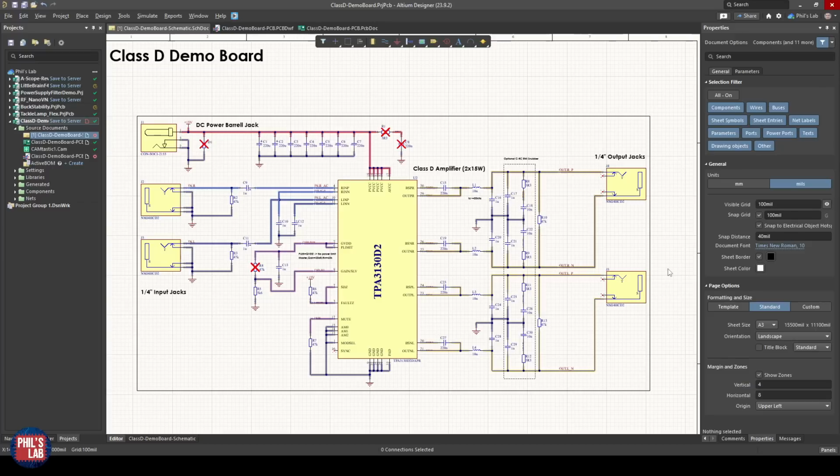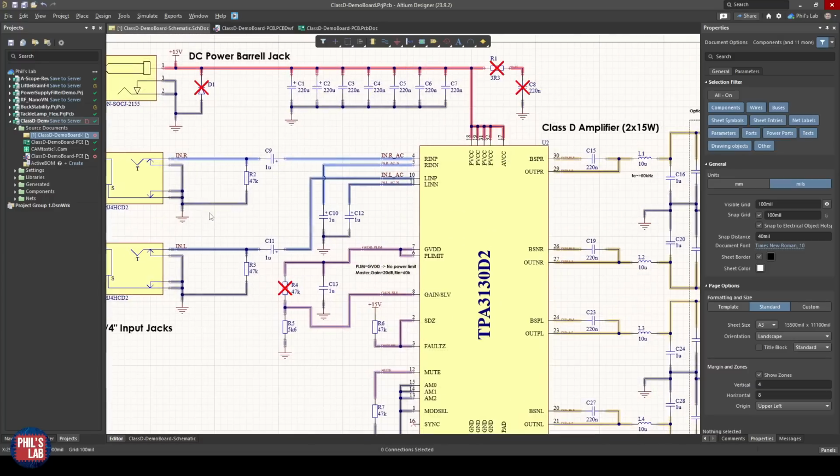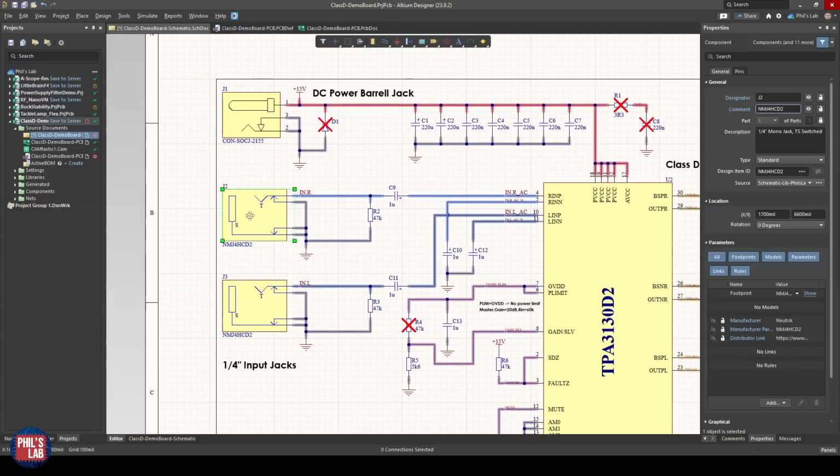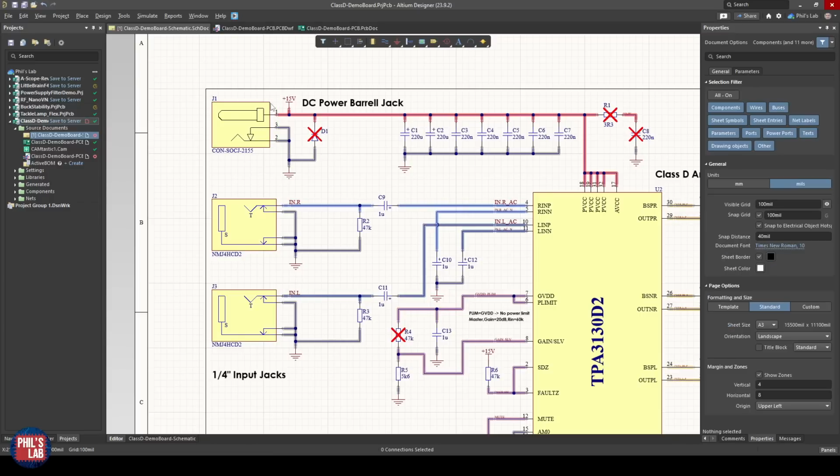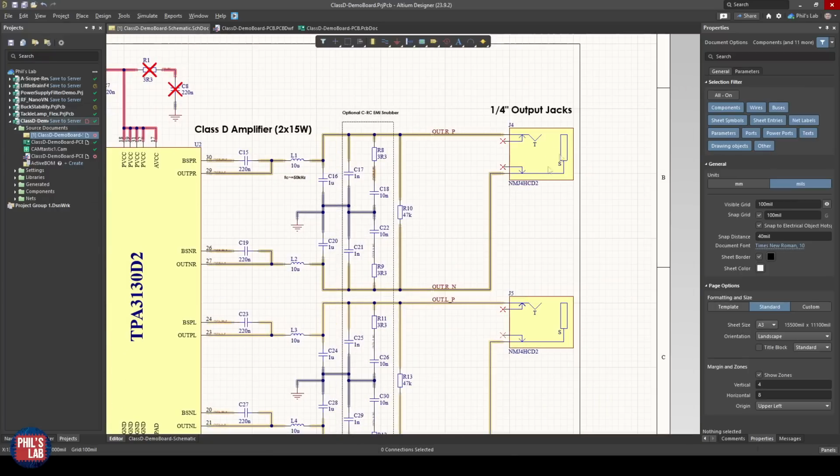Effectively, we just have to follow the datasheet and make some choices depending on our application. Our inputs are on the left-hand side. We have 2 1/4-inch TS barrel jacks, and this could be from your line level output, so this could be from a preamp. At the top, J1, we also have the DC power barrel jack, which provides 15 volts and ground as our power input.